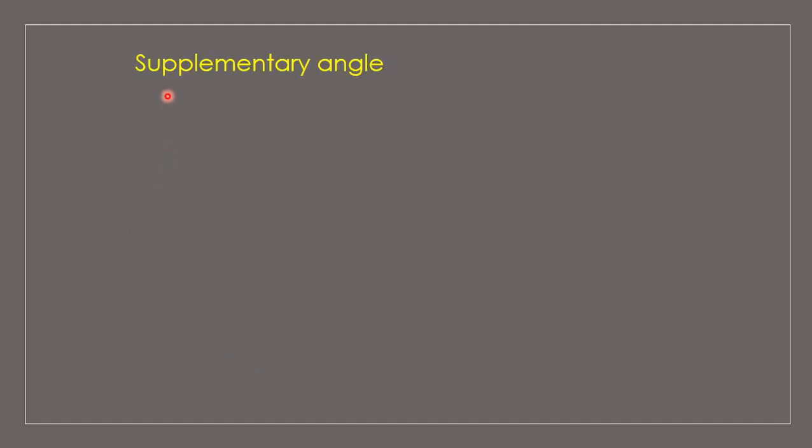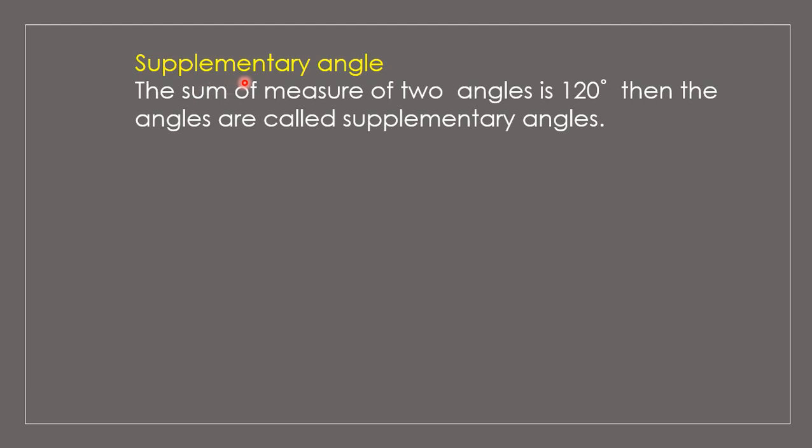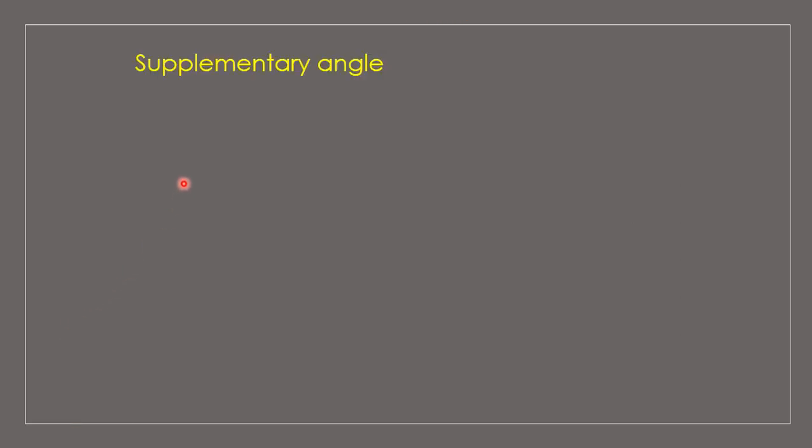Now, you understood the concept of complementary angles: when the sum of two angles is 90 degrees, they are known as complementary angles. Both angles are known as complementary angles of each other.